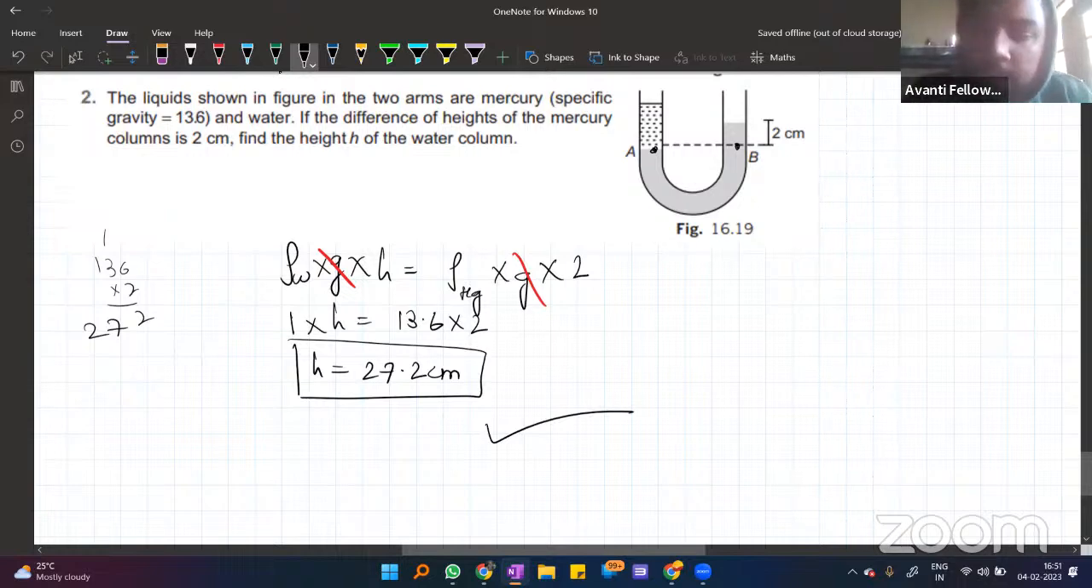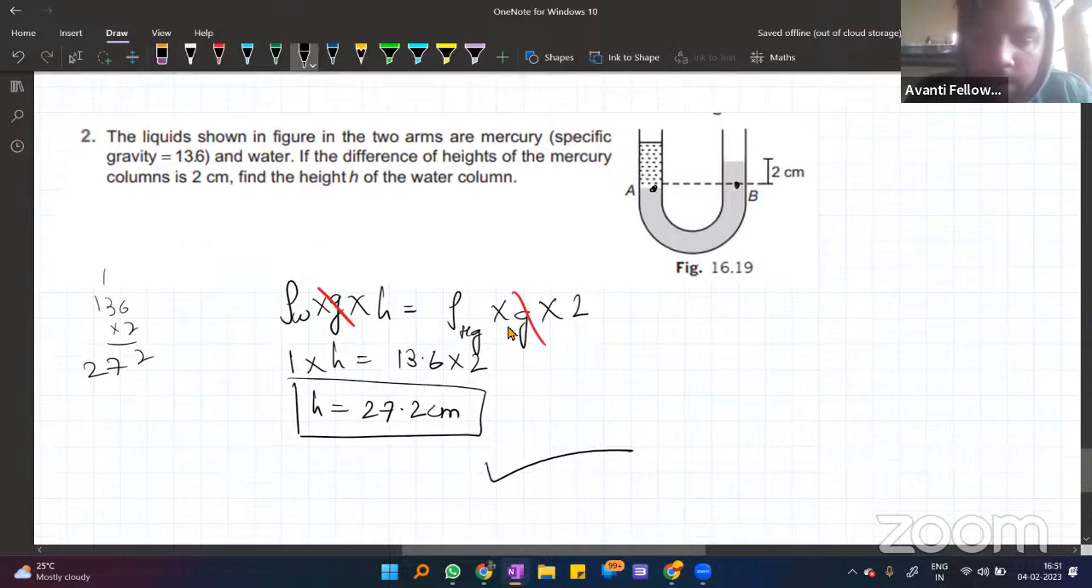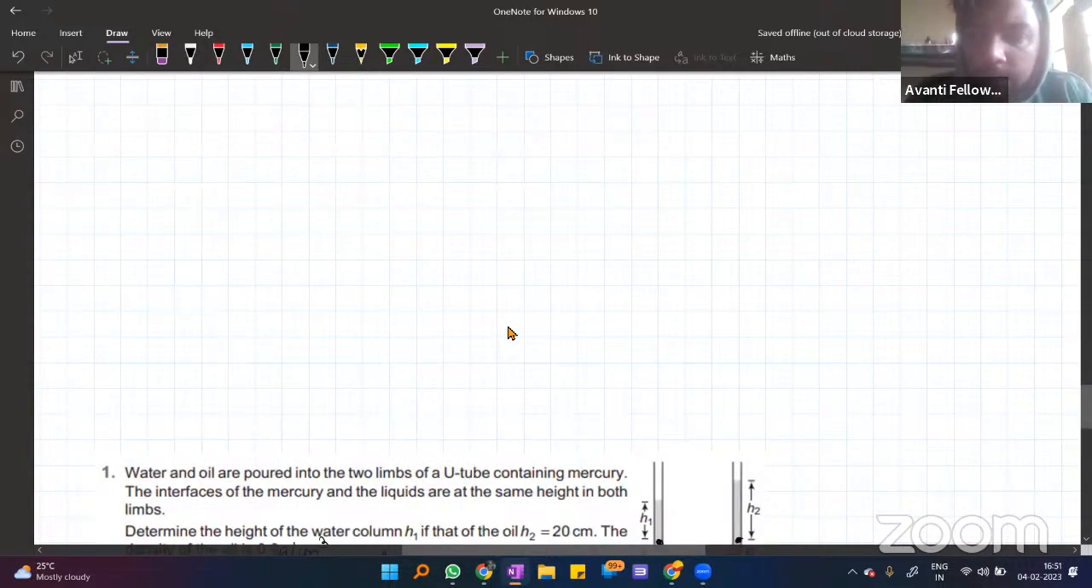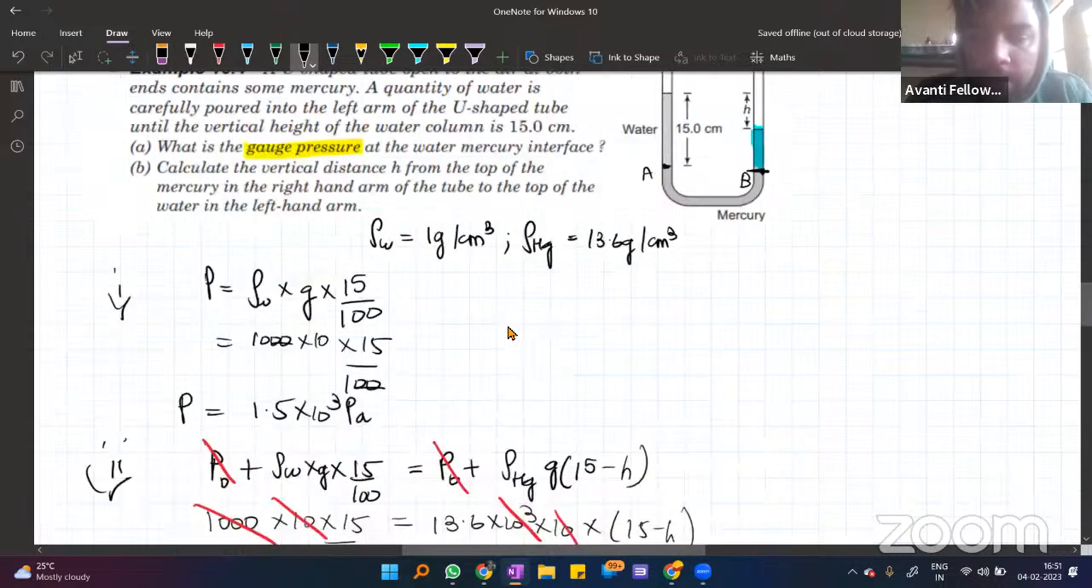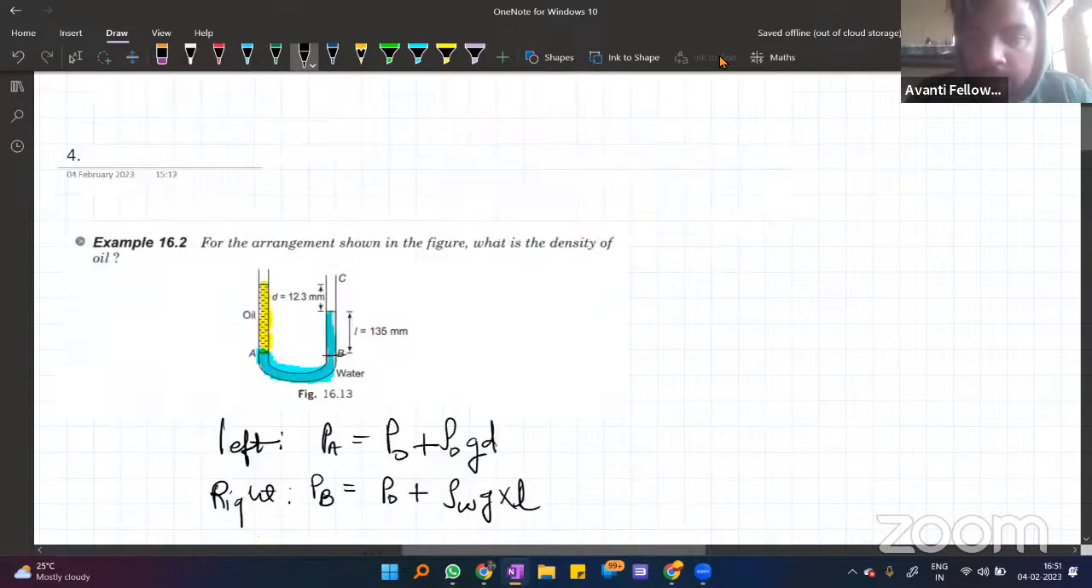So just try some more questions related to this same topic. The U shape, these are very common topics which come a lot in exams. So hopefully it is clear to you all.